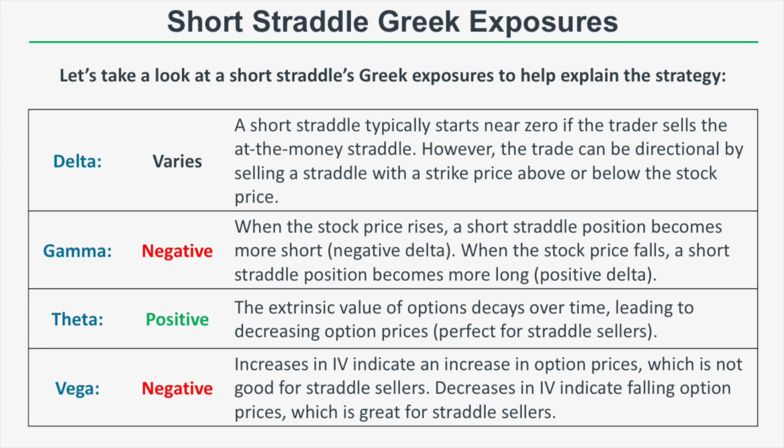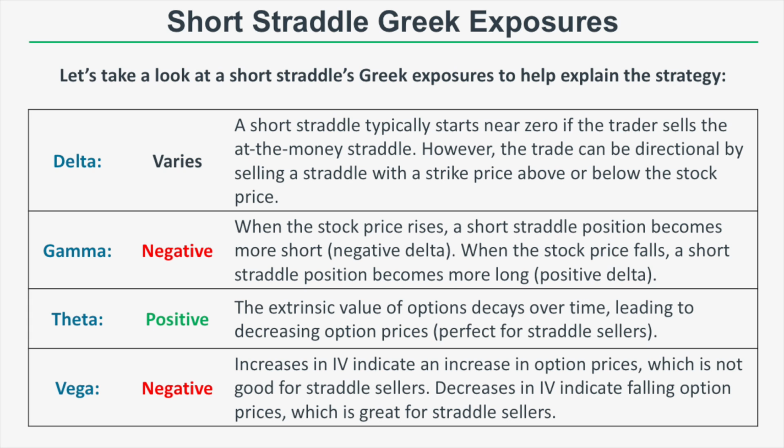So let's go ahead and briefly discuss the short straddle Greek exposures so that you can understand how the position performs before expiration. So typically you'll be selling an at-the-money straddle, which means that your directional or delta exposure will be right around zero. So you're going to have very, very little directional exposure to small changes in the stock price. Now in regards to gamma, a short straddle position has negative gamma.